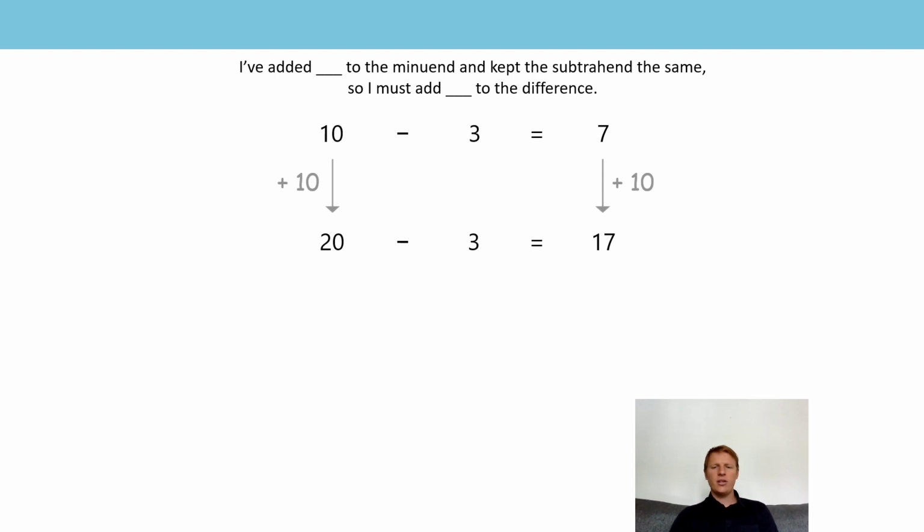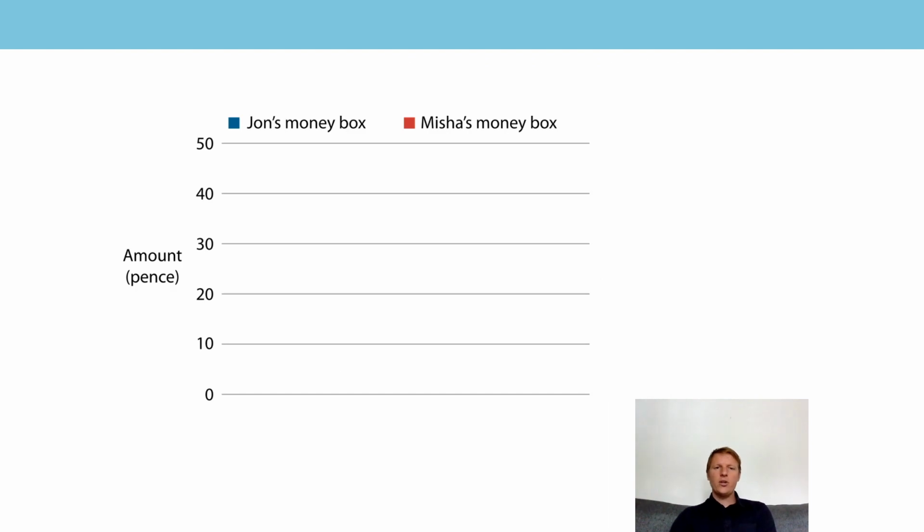Okay, the next equation, what did we do? We added 10 to the minuend, we kept the subtrahend the same, so I must add 10 to the difference. We had our final equation, 30 subtract 3 is equal to 27. So let's compare that third equation to the second equation. I've added 10 to the minuend and kept the subtrahend the same, so I must add 10 to the difference. Great.